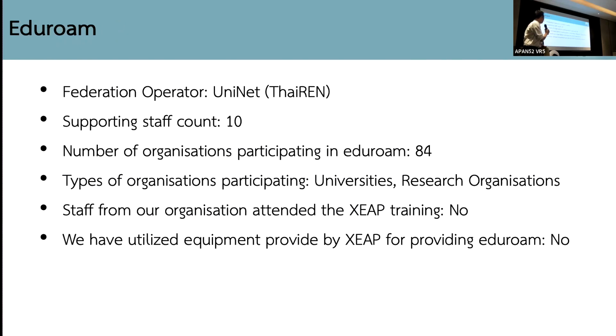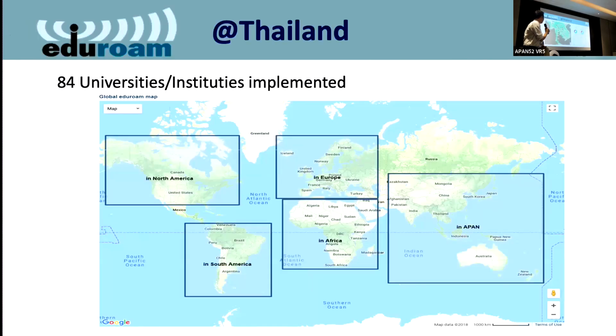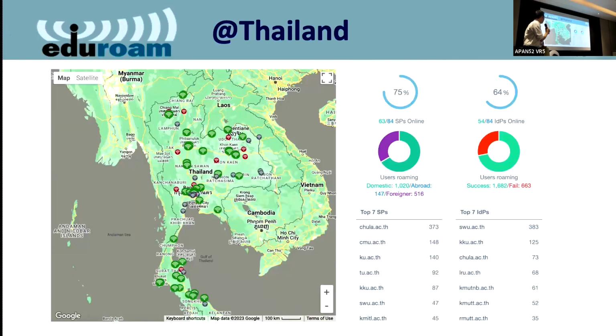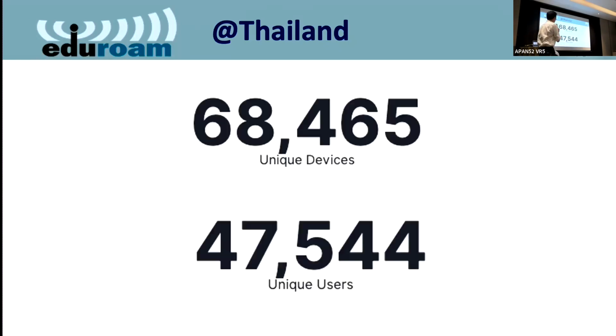Okay, about eduroam, right now we have about 10 staff, and we have 84 organizations, the universities. Okay, this is just some statistics about the top identity providers and service providers. As you can see here, we have about 70K unique devices and about 50K unique users for 2022.